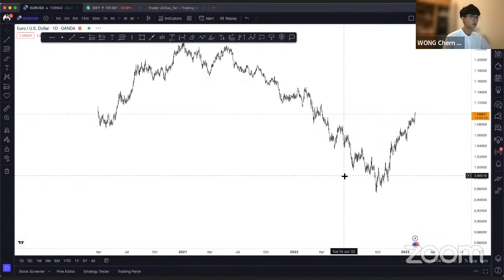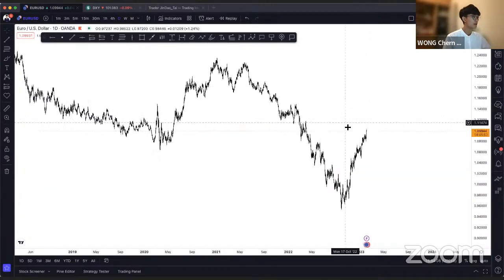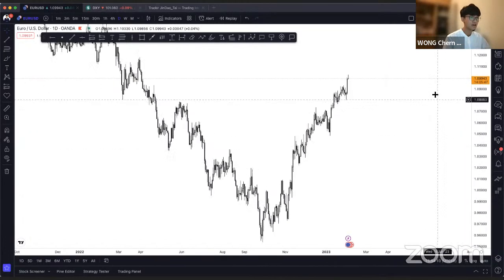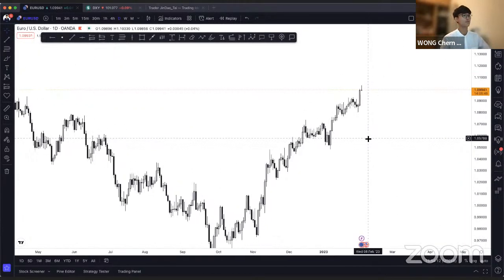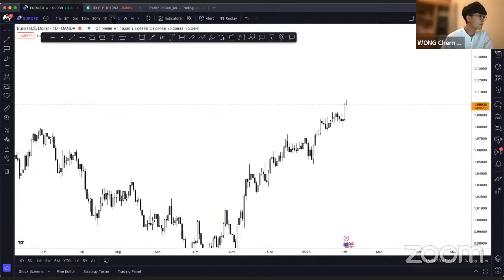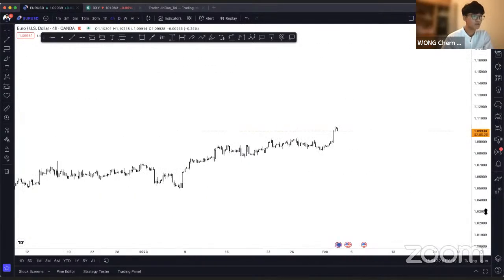So if I'm looking at the euro dollar right now at current price action, I will definitely be looking out for some longs, some swing longs, or some short-term intraday longs as well. It will not be wise to counter-trend trade this because price, as I've mentioned, is very, very bullish. So let's go down to the lower time frame and talk about them. Let's go to the 4-hour time frame.